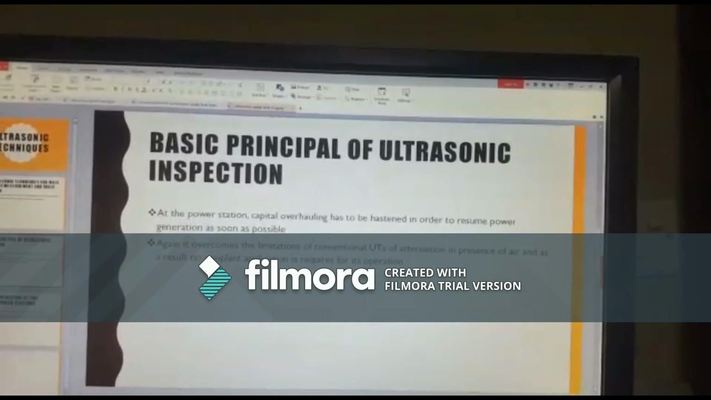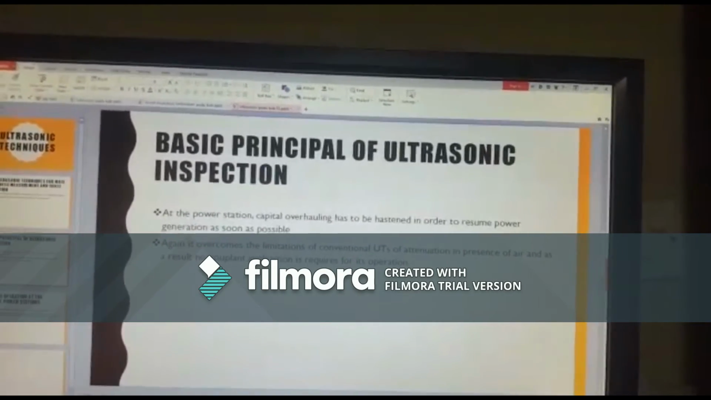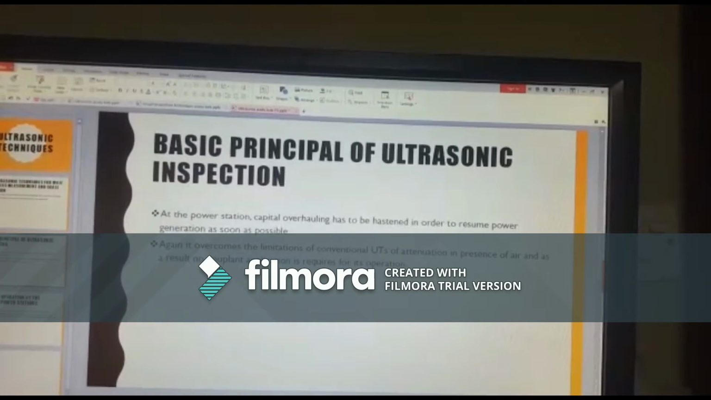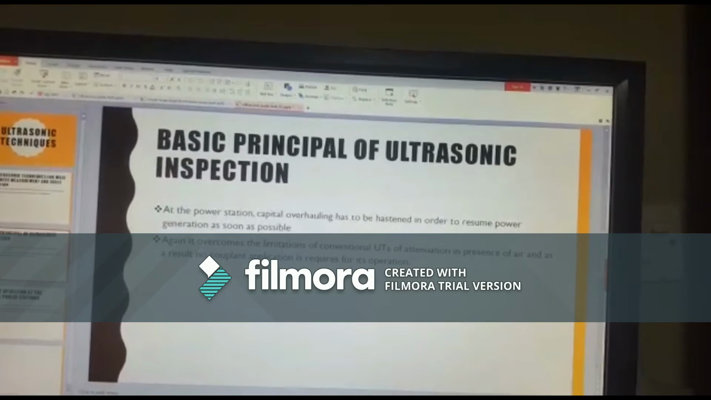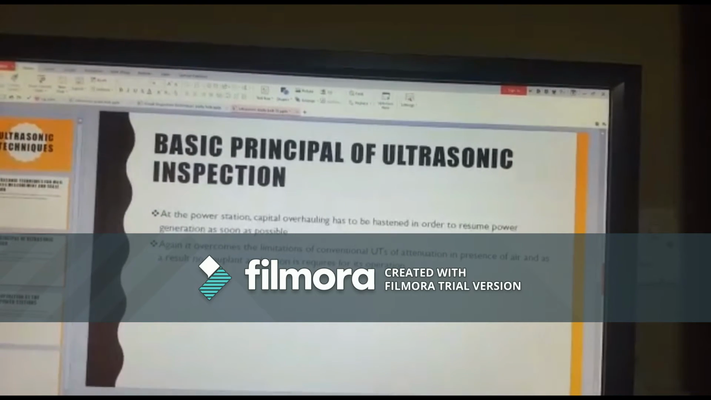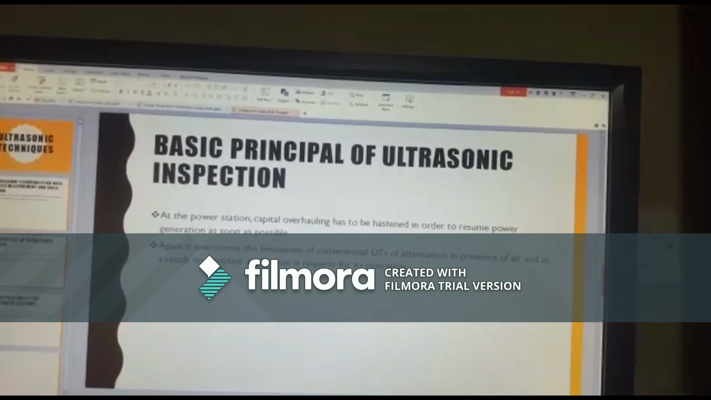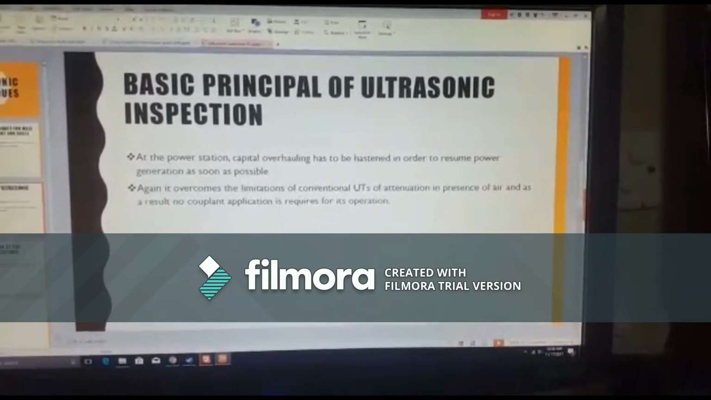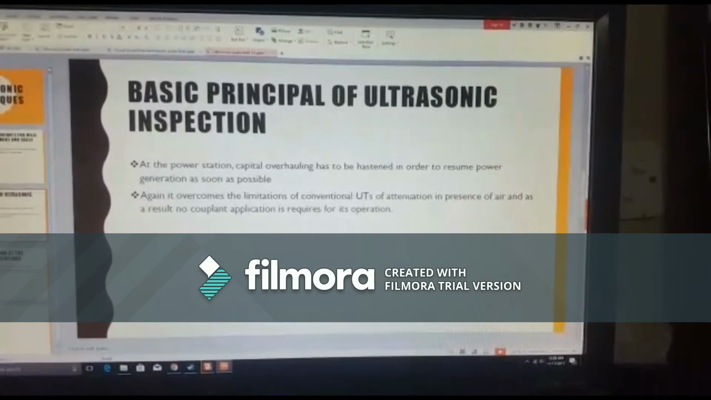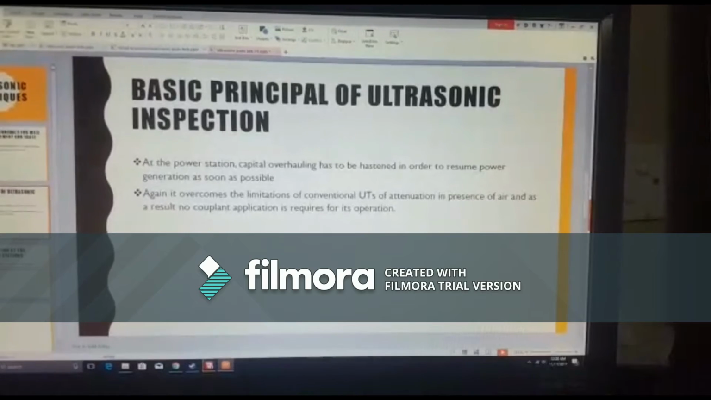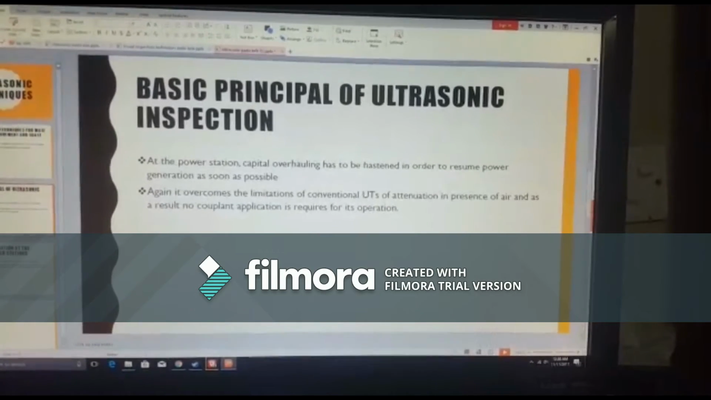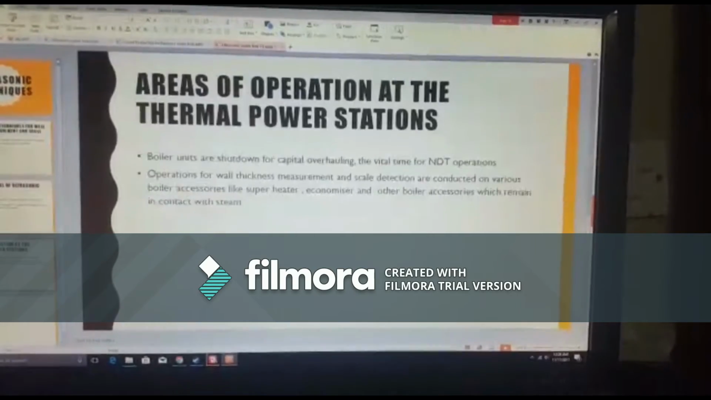Basic principle of ultrasonic inspection. At the power station, chemical overhauling has to be hastened in order to resume power generation as soon as possible. Under this circumstance, the effort is to get the most accurate thickness measurement in minimum time. Again, it overcomes the limitation of conventional use of attenuation in the presence of air, and as a result, no couplant application is required for its operation.